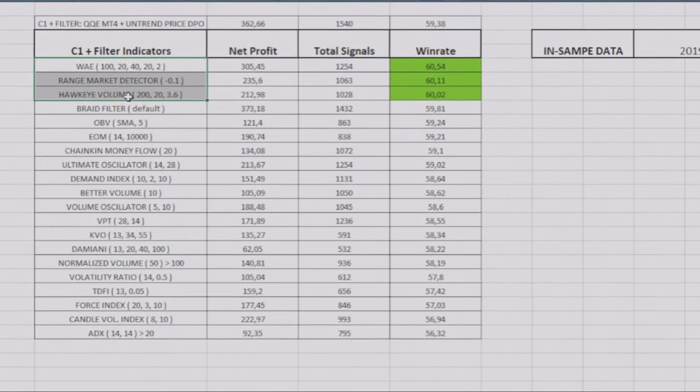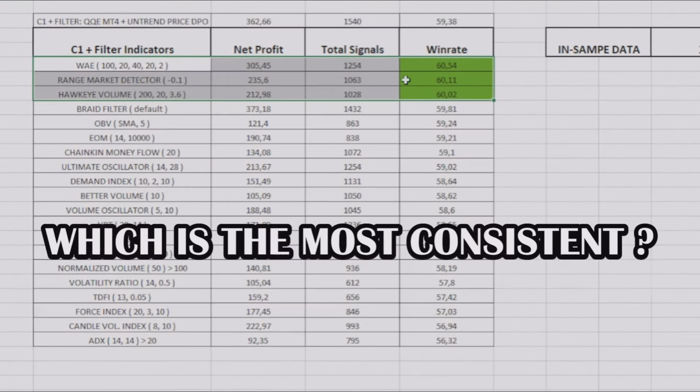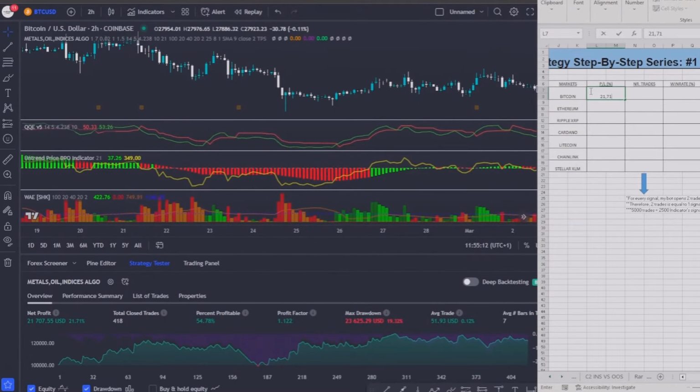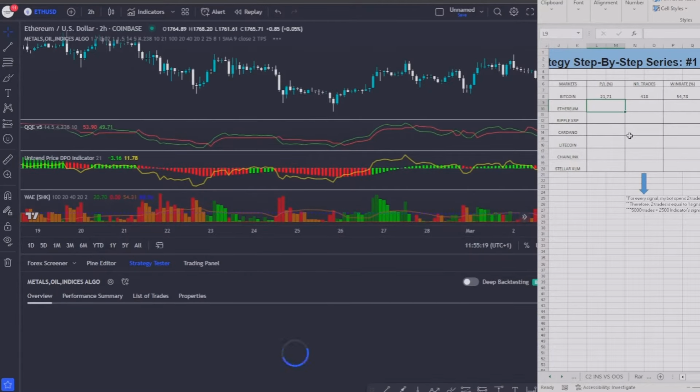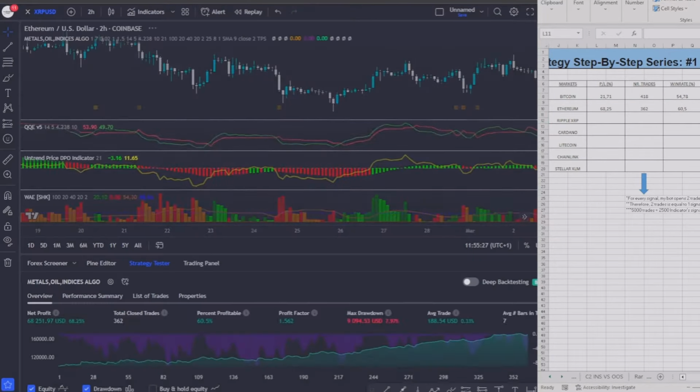Now, to find which one out of these 3 volume indicators is the most consistent, I'm going to apply them to my out of sample data. I will do it again using my backtesting bot and I will be right back.